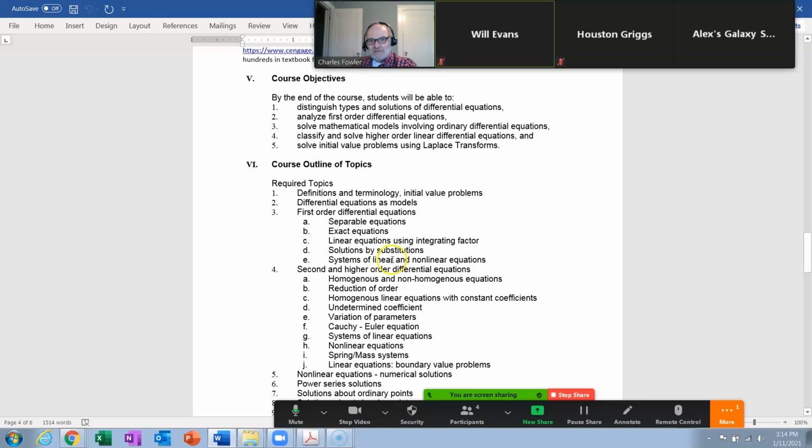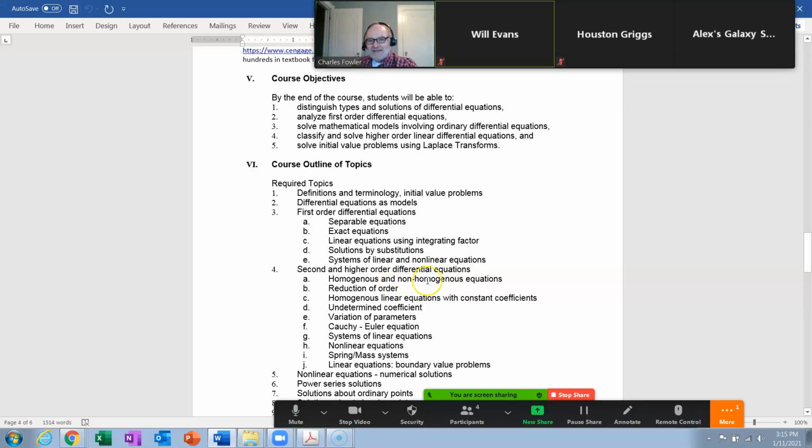And systems of linear and nonlinear equations. We really don't hit the nonlinear much in Chapter 2, and that's where it is. Second and higher order differential equations. Wait, I'll take that back. We do some, but we do it by substitution. So that ties those together. Okay, second and higher order differential equations.